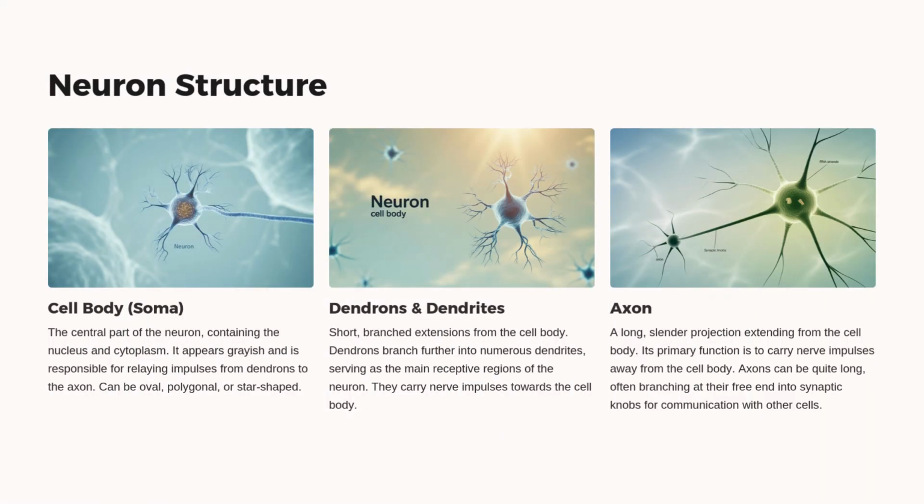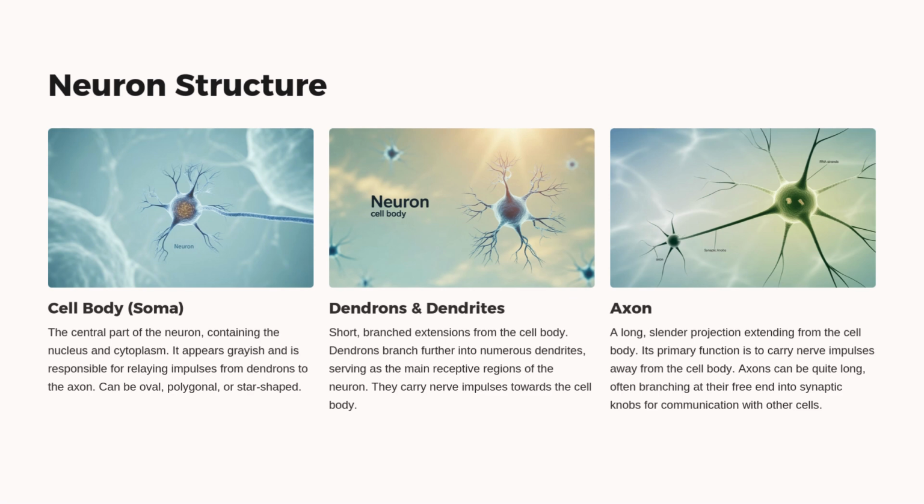Neuron structure. Cell body, soma. The central part of the neuron, containing the nucleus and cytoplasm. It appears grayish and is responsible for relaying impulses from dendrons to the axon. Can be oval, polygonal, or star-shaped. Dendrons and dendrites. Short, branched extensions from the cell body. Dendrons branch further into numerous dendrites, serving as the main receptive regions of the neuron. They carry nerve impulses towards the cell body. Axon. A long, slender projection extending from the cell body.